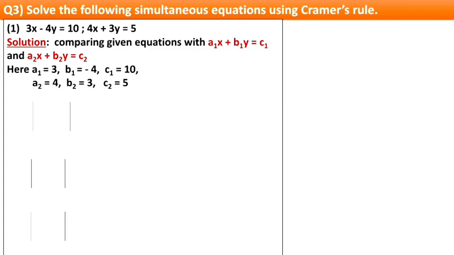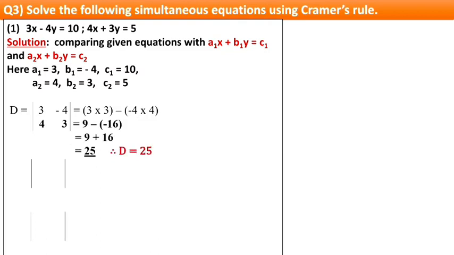So first of all, we will find the value of D. D equals what will come? a1, a2 we will take and b1, b2. a1, a2 is 3, 4; b1, b2 is minus 4 and 3. In the same way, we will solve: 3 into 3 minus, in the bracket, minus 4 into 4. 3 3s are 9 minus 4 4s are 16, minus 16. Now minus minus becomes plus, 9 plus 16 becomes how much? 25. So D value we get 25.